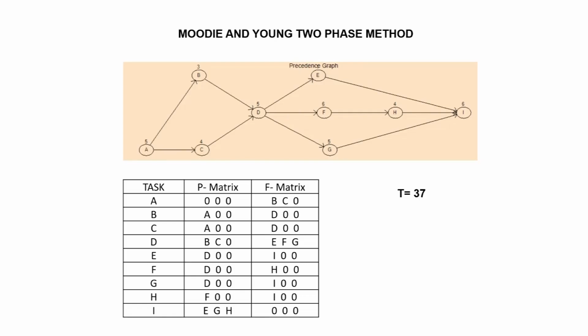Now, let us see one more example, an example of the Moodie and Young 2-phase method. I have taken a different example just to break the monotony, and now we have an example with how many tasks? 1, 2, 3, 4, 5, 6, 7, 8, 9. So, total 9 tasks are there. I can count here also: 1, 2, 3, 4, 5, 6, 7, 8, 9. So, I have 9 tasks here.